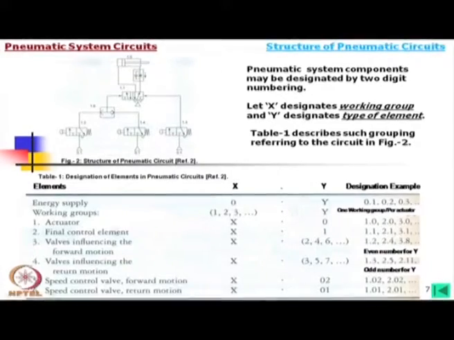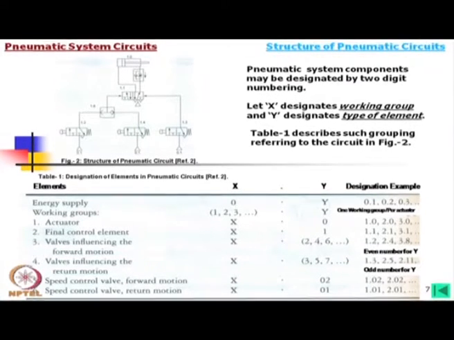Then final control elements, say these are 1.1. These are the designations, where this is for the type of element and this is for the group, and here it is given 1. That means, except the supply, we find this is in working group 1, all such components for a typical type of work which is in group 1.